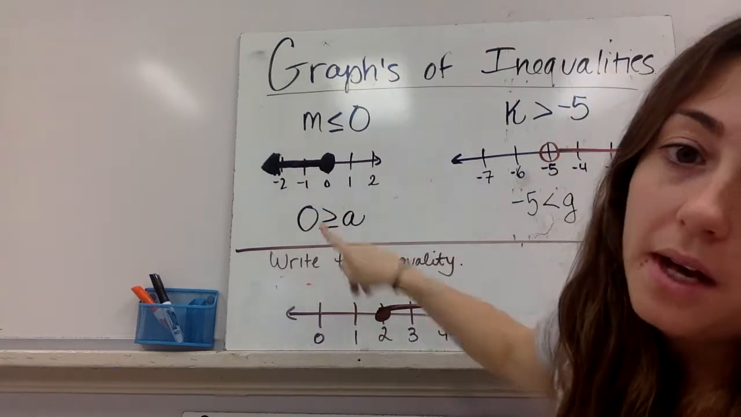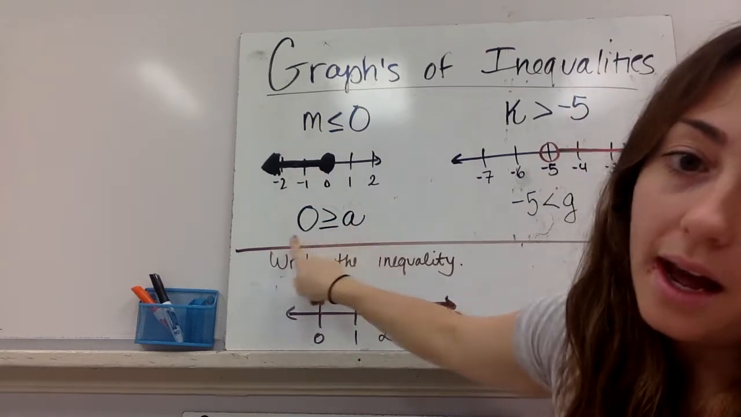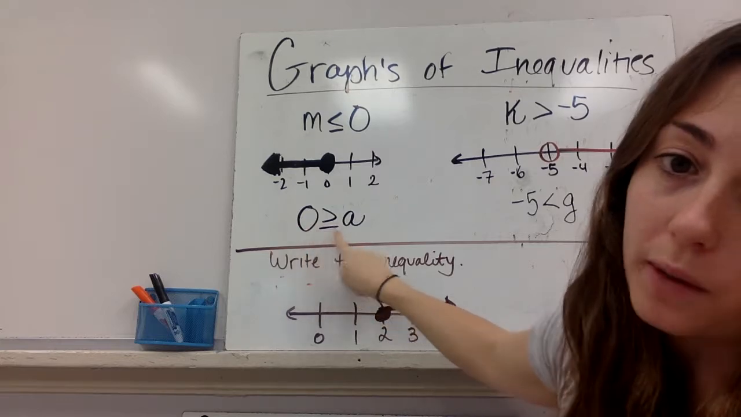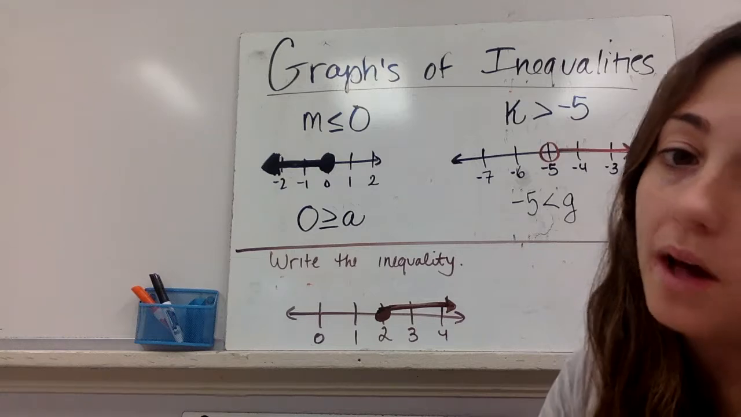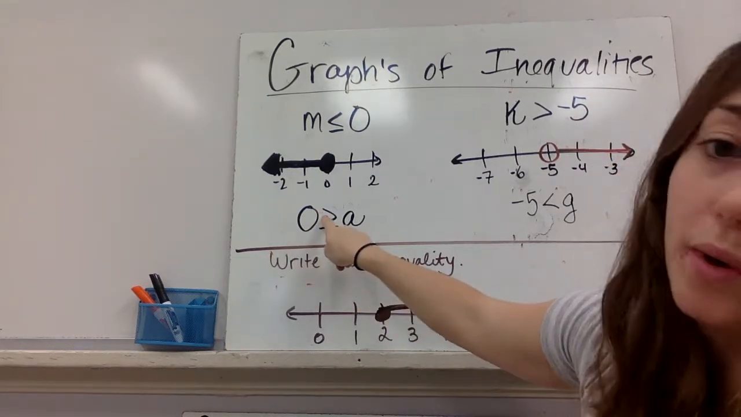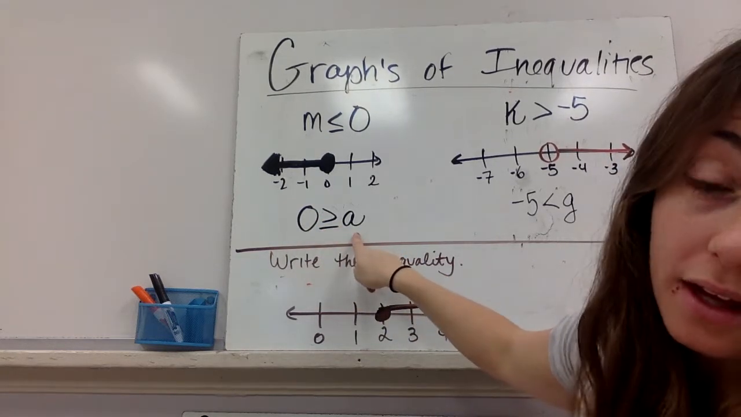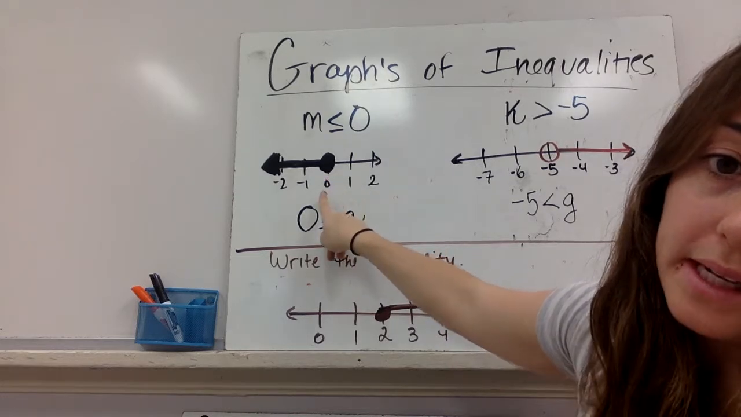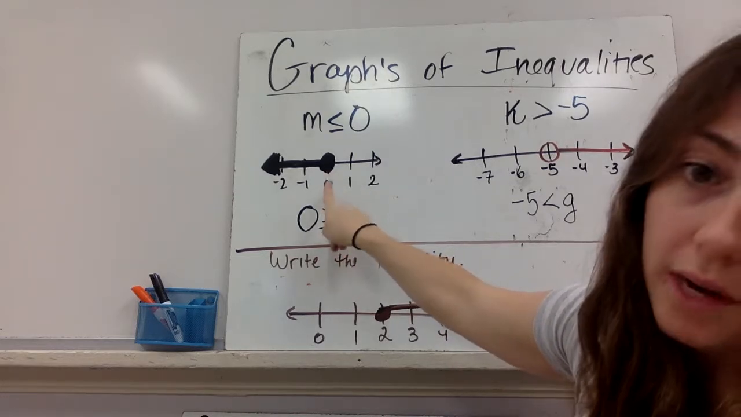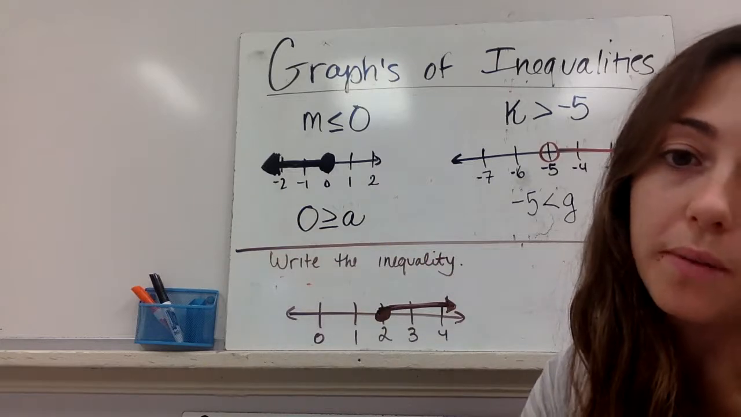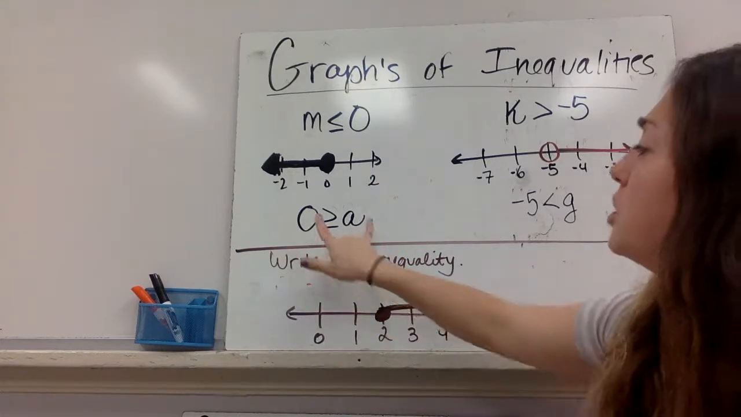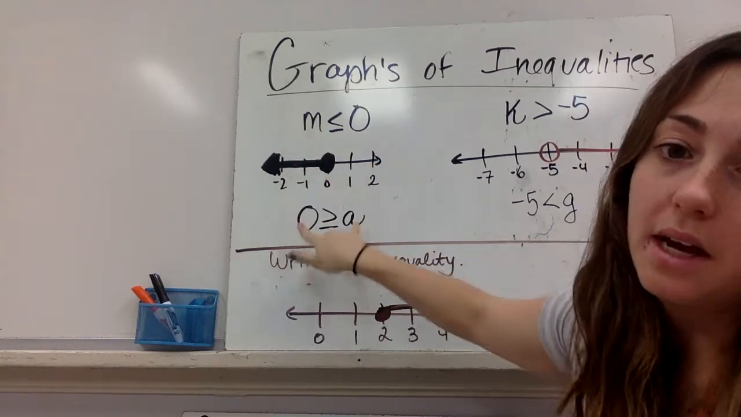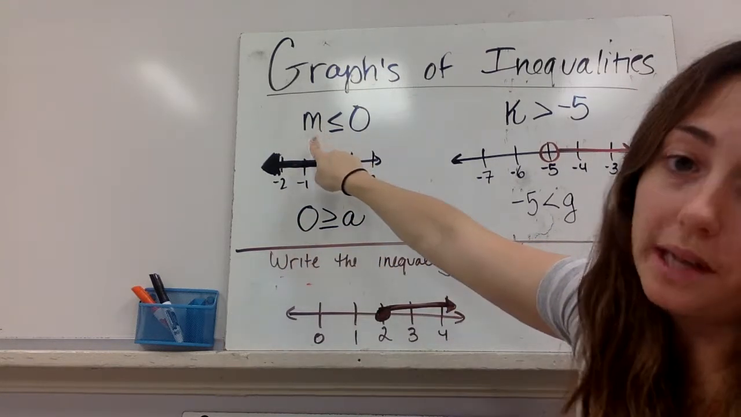So I picked m. I also picked a, and I wrote it backwards. This means the same thing. This actually represents the graph as well. You have 0 is greater than or equal to a, right? So that means that 0 is the greatest number and also equal to all the other ones, the possibility of that.